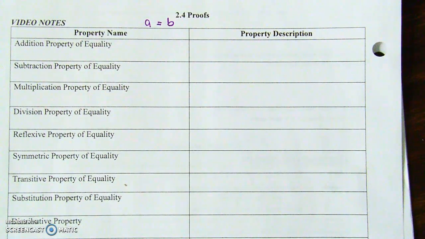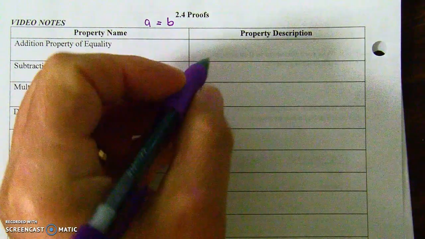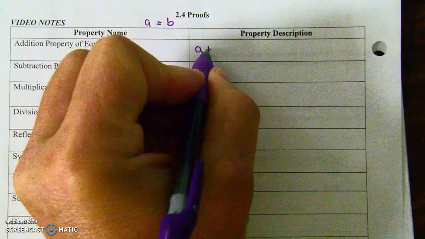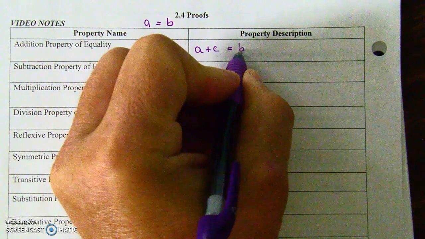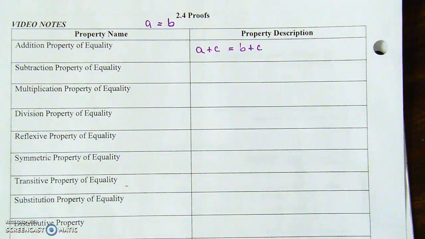So if those two equal each other, and we've talked about it like being a balance, you want to balance each side. So if you do something to one side, you have to do it to the other side. So when we talk about the addition property of equality, it means if I'm going to take A and add C to it, that means I have to do the exact same thing on the other side. Does that make sense? So we balance it out.